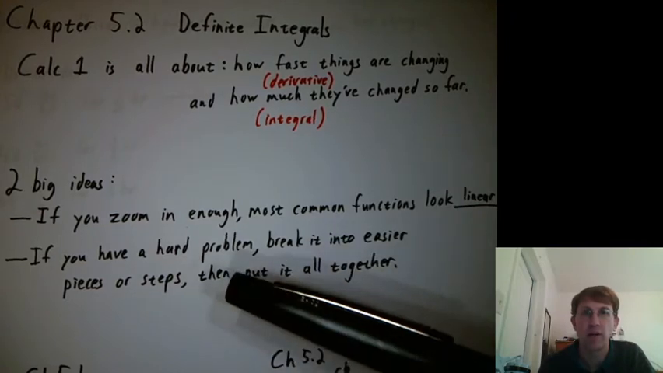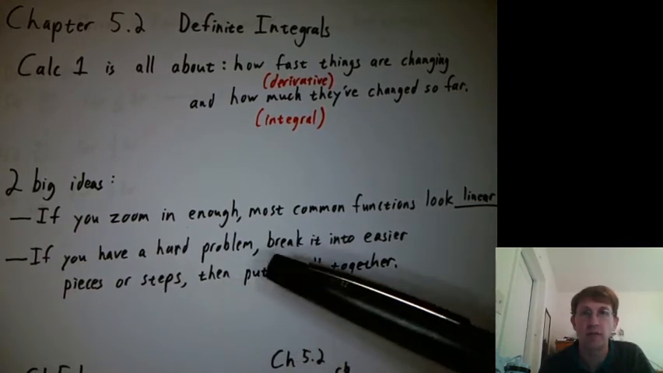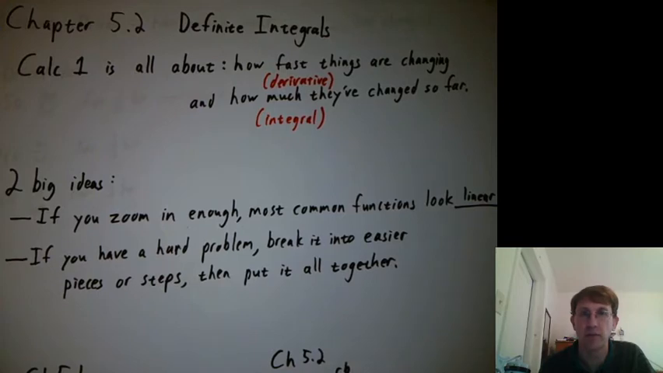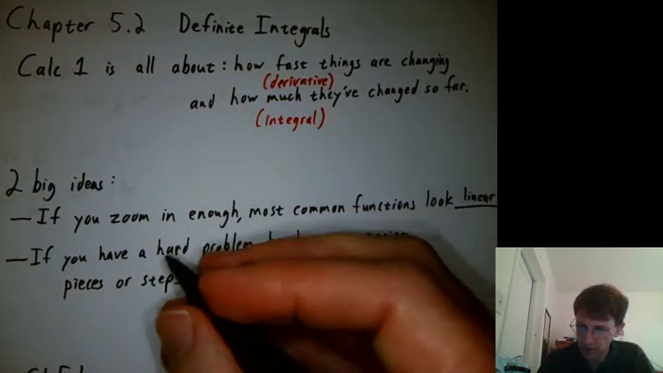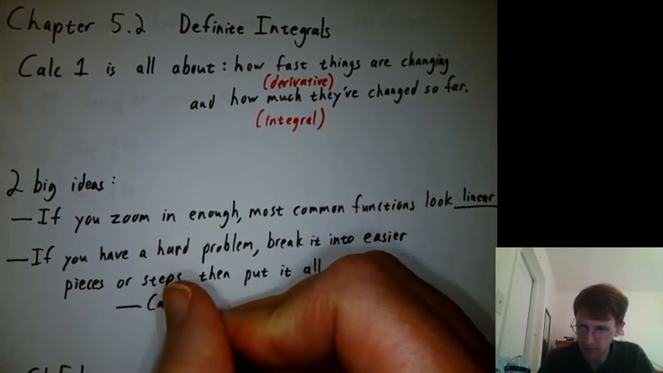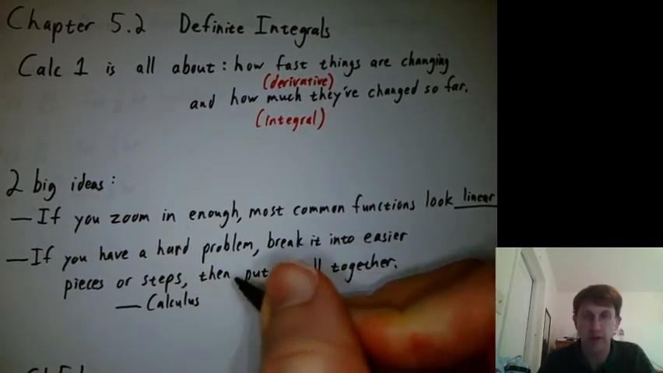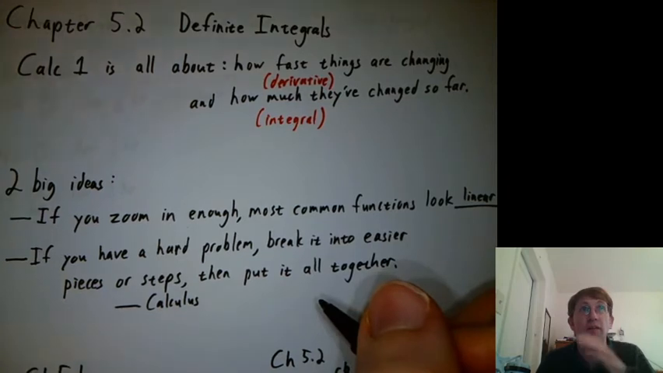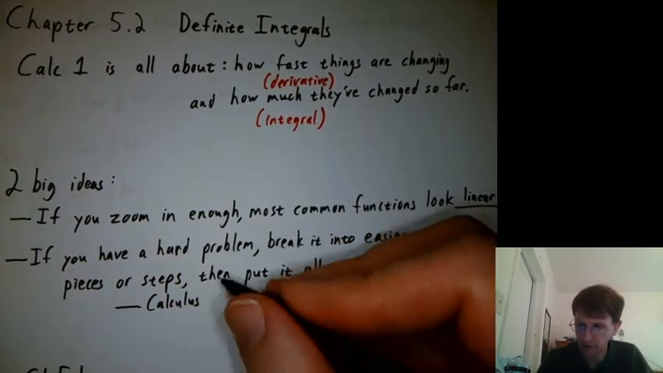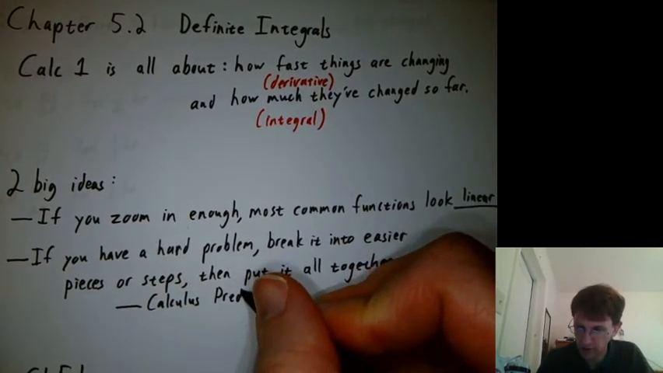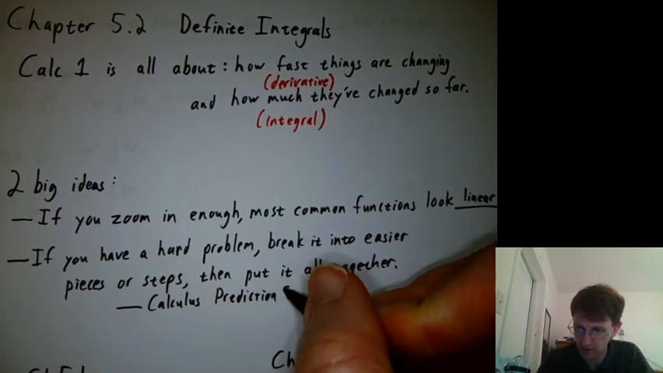And the new one is, if you have a hard problem, let's break it into easier pieces or steps and then put it all together. Have we done that at all this semester? We actually have with our calculus prediction equation, where we've said, here's our rate of change function, let's say what the original function is doing. We've broken that into little tiny steps all the way along. So our calculus prediction equation.